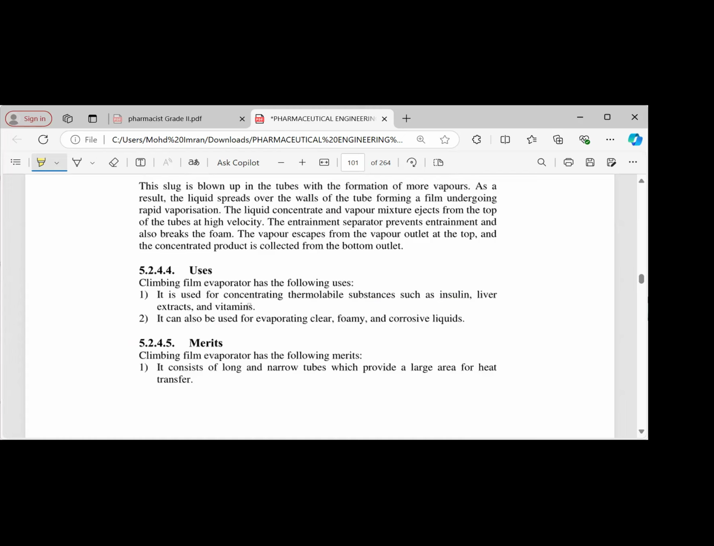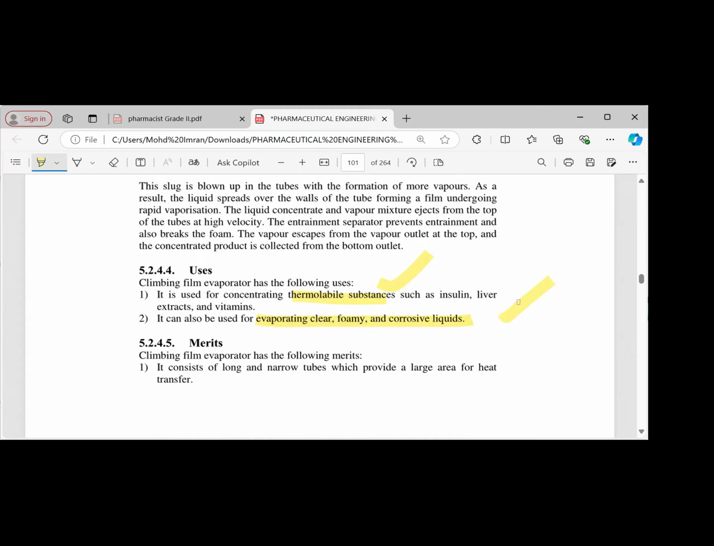Coming to uses, it is used for concentrating thermolabile substances. Remember, a steam jacketed kettle cannot be used for thermolabile substances. A horizontal tube evaporator cannot be used for thermolabile substances. But a climbing film evaporator can be used for thermolabile substances. Note it. It can also be used for evaporating clear, foamy, and corrosive liquids.